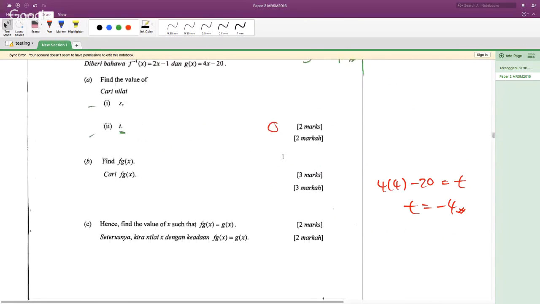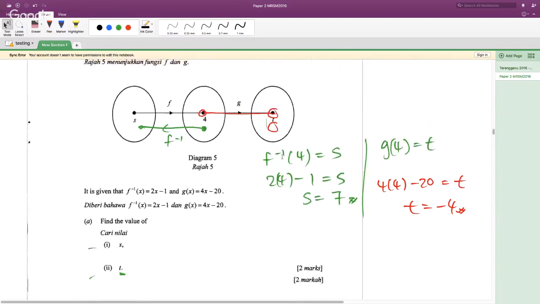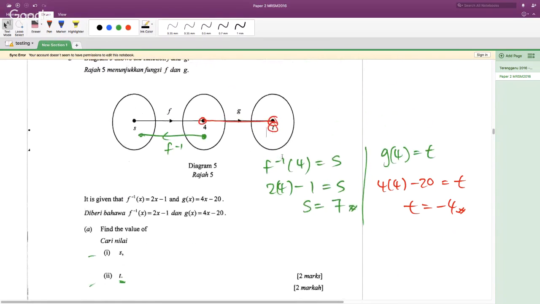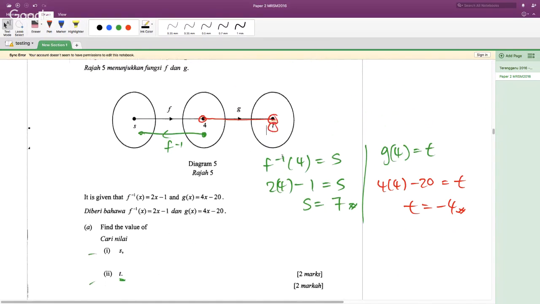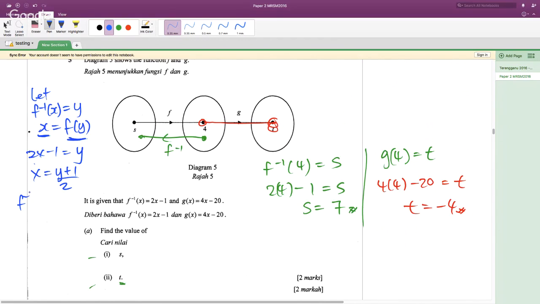All right, then he asks you to do fgx. So basically you need to have gx first. So I will try to find gx, I mean fx, what am I saying? I mean fx. So I want to find fx. What I will do is let F inverse x equal y, so my x is basically equal to f of y. If I can find x, I can find my fx. My F inverse is 2x minus 1 equals y. I want to make x the subject, so x equals y plus 1 over 2. So therefore, I substitute back into my F inverse.